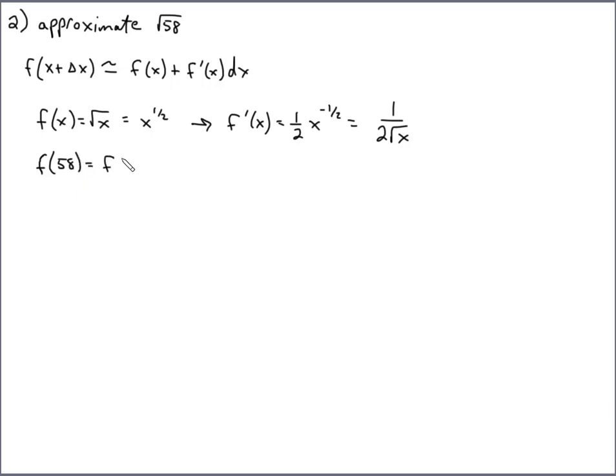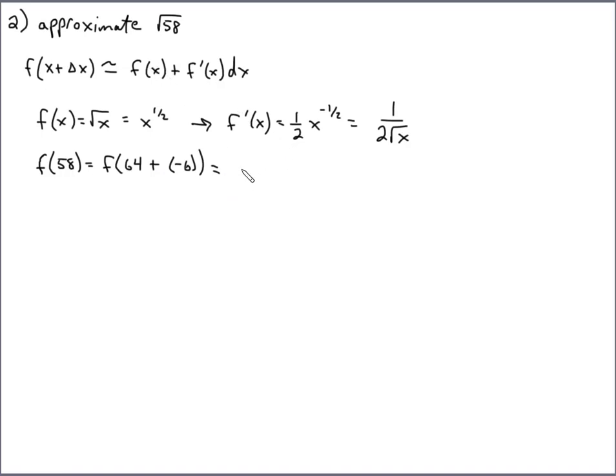f of 64 plus, now we're going to have to actually add a negative number on this to get down to 58, so plus negative 6. Okay, so we're putting this in this form here, 64 plus delta x. In this case, delta x is a negative number. Okay, we'll use that formula here.